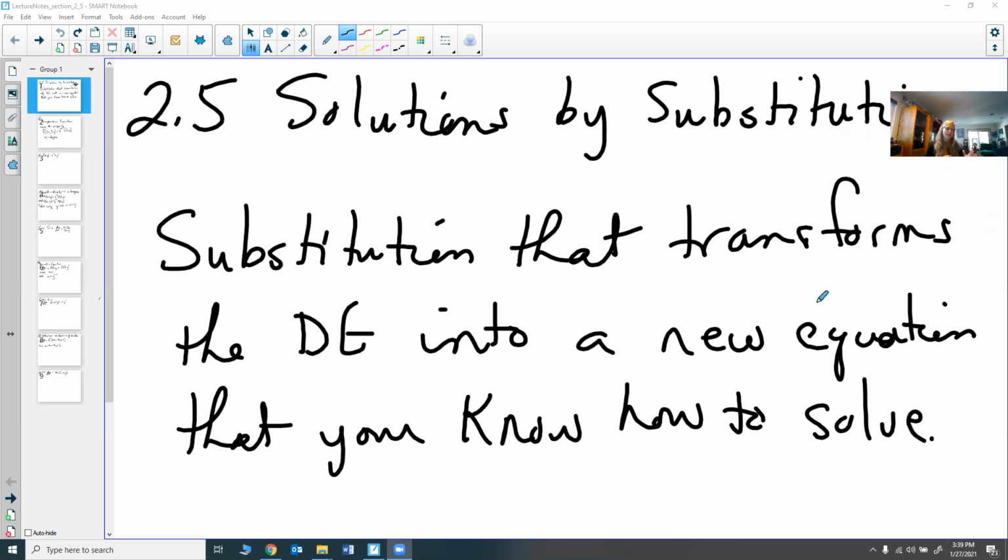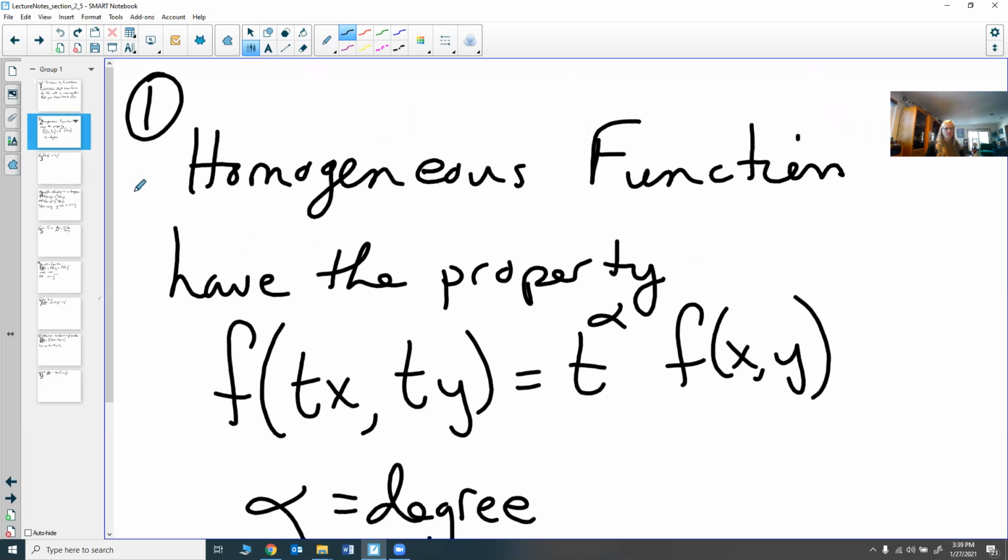So we're basically taking this differential equation we want to solve and making it into something we actually have the techniques for. There are several different techniques depending on what kind of differential equation you happen to have. We're going to start off with the homogeneous functions, but there are other functions and other ways we do these.